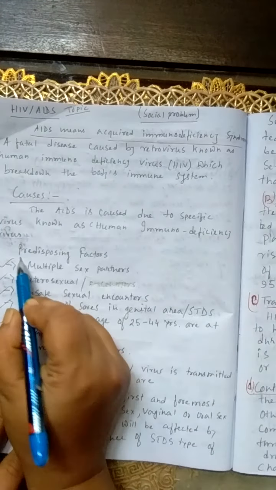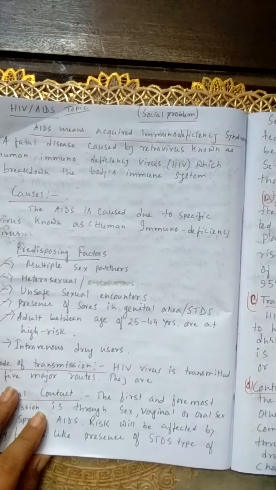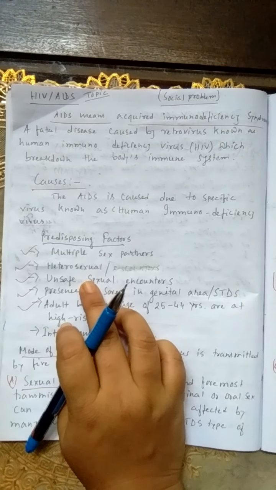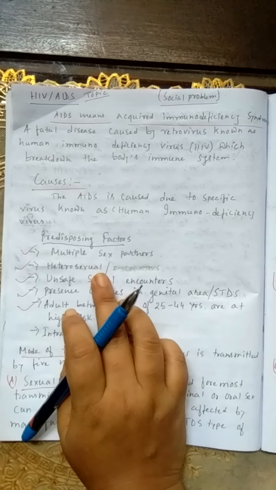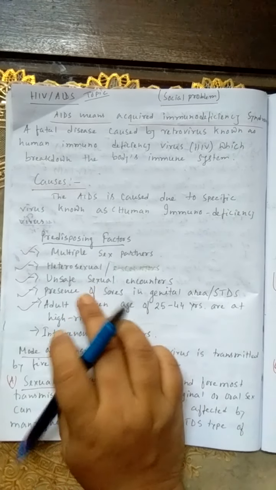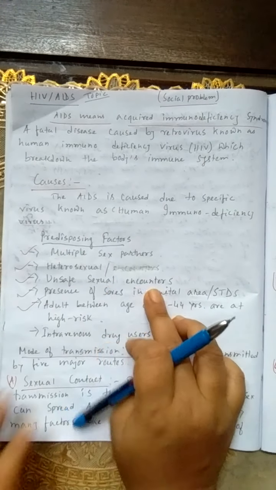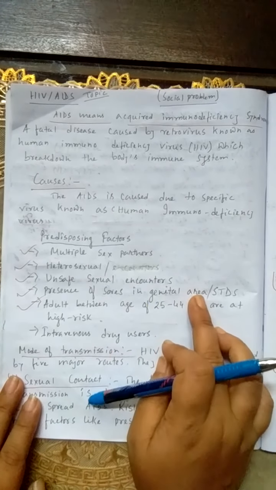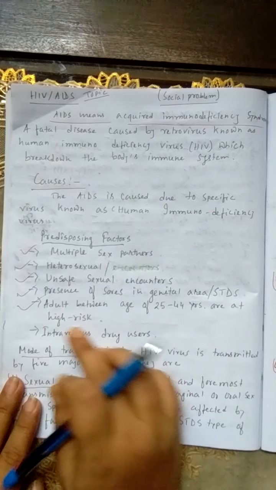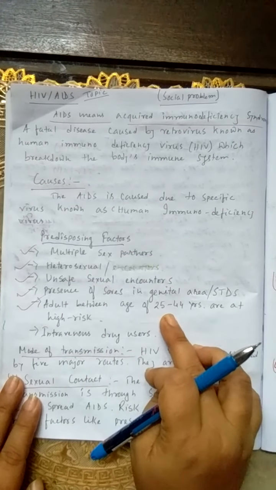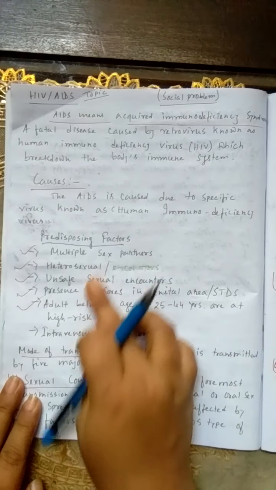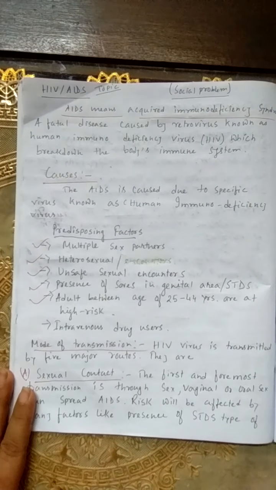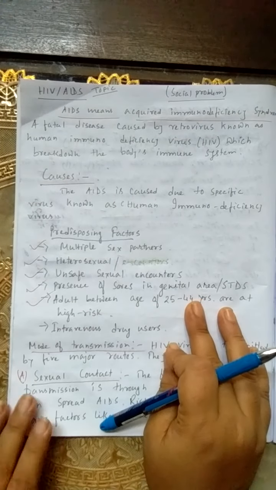The predisposing factors of AIDS are multiple sex partners, heterosexual, which means attracted to the opposite sex, unsafe sexual encounters, and presence of sores in the genital area, which are called STDs. Adults between the ages of 25 to 44 years are at high risk of this disease.